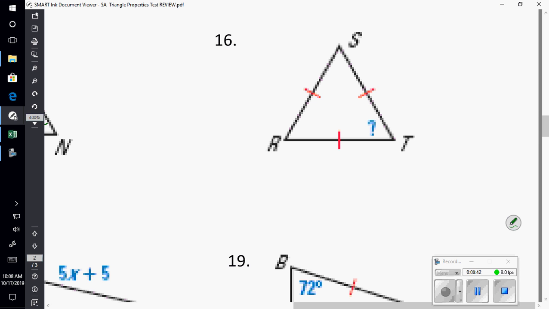16 is the same situation. We have markings indicating that all the sides are the same length, which means it's an equilateral triangle, which means all the angles are 60 degrees. So it's asking for the measure of angle T, 60 degrees.